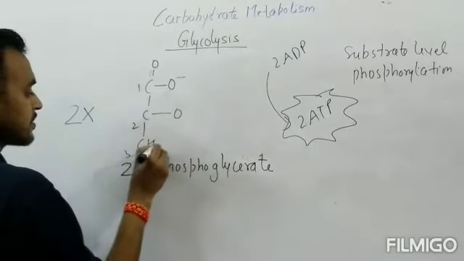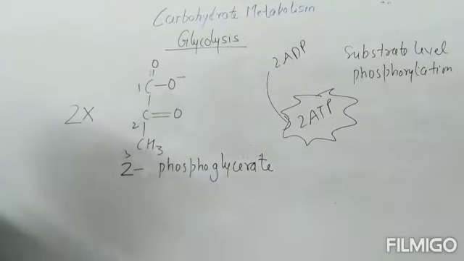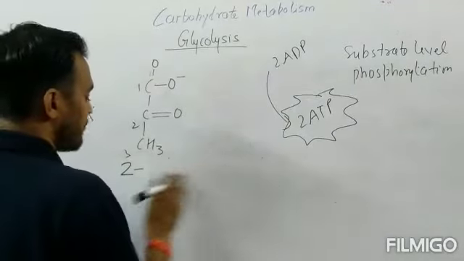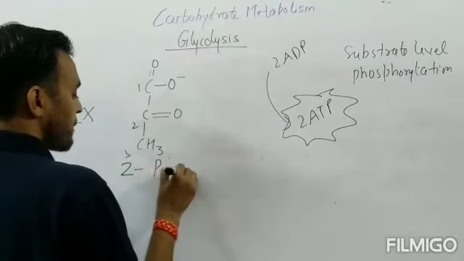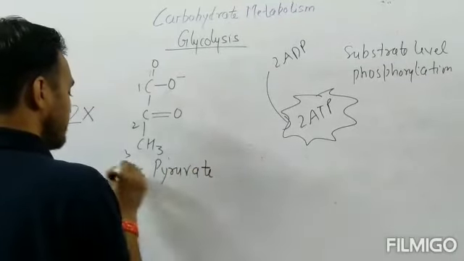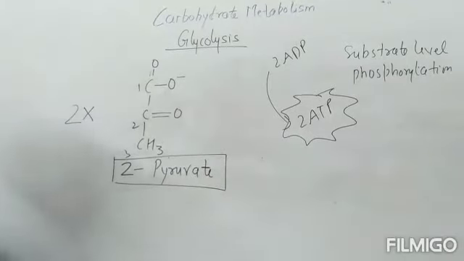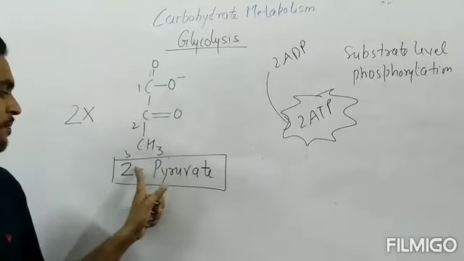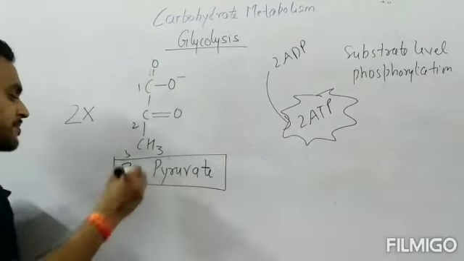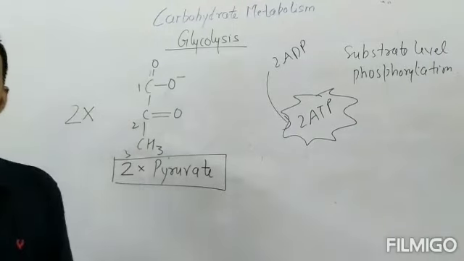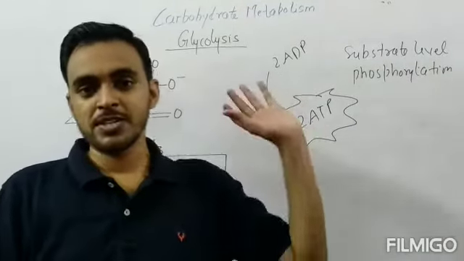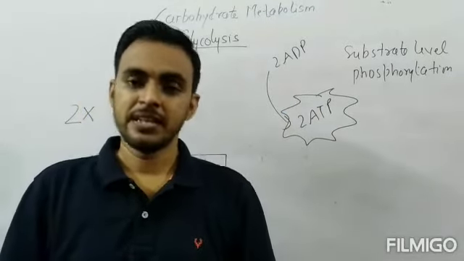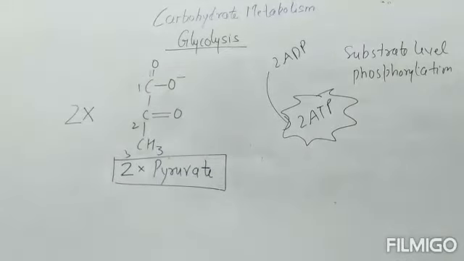And this is our final product, pyruvate. Now we have, after 10 steps, 2 molecules of pyruvate. So this was the glycolytic pathway. Now we will see the summary of this pathway.